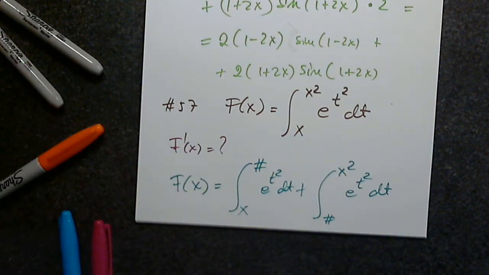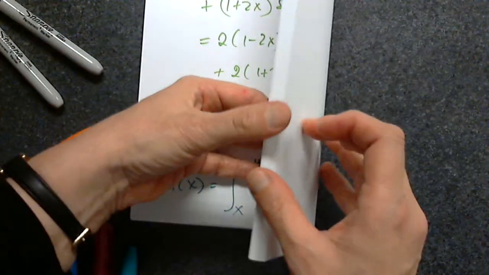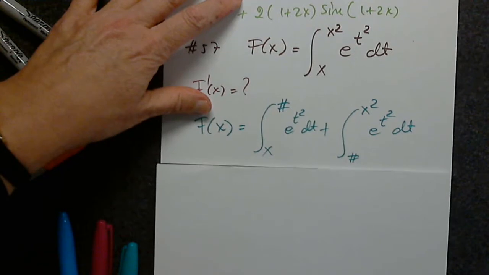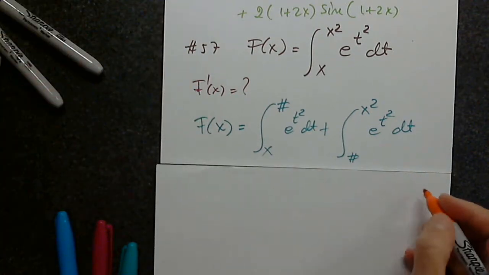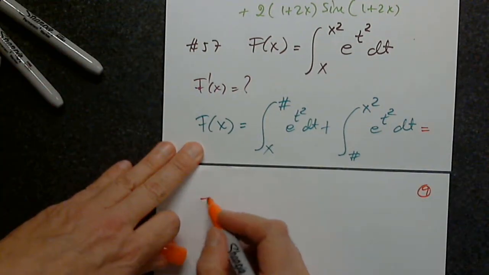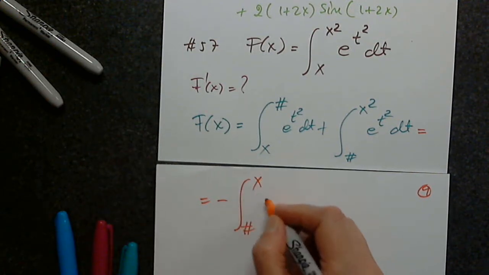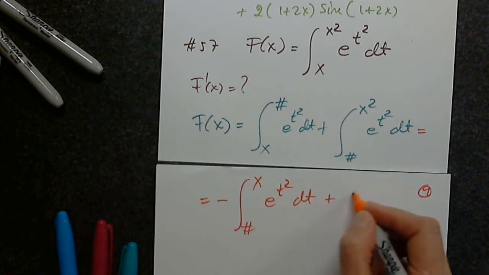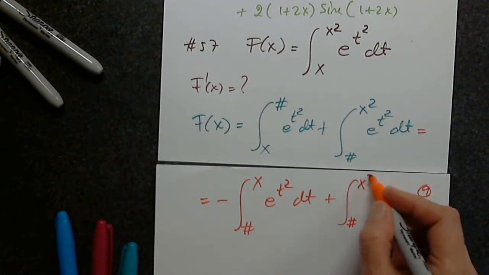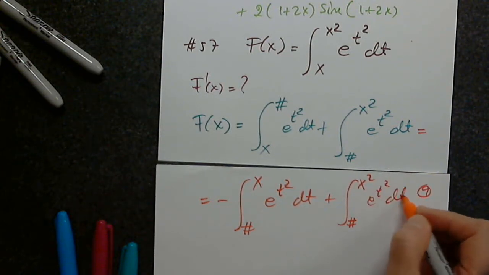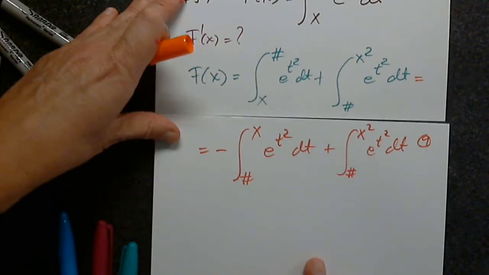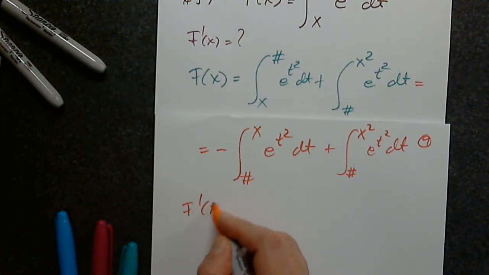Perfect. Still not fully ready. This is, but this one is not. What are we doing next? So then we write equals, yes, negative the integral from the number to x of e to t squared dt plus the integral from that number to x squared of e to t squared dt. Now it's ready to be differentiated.